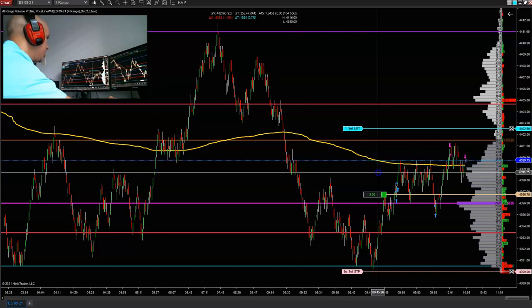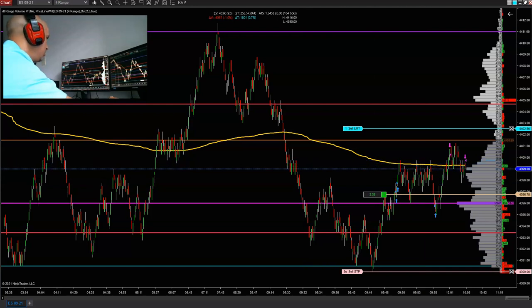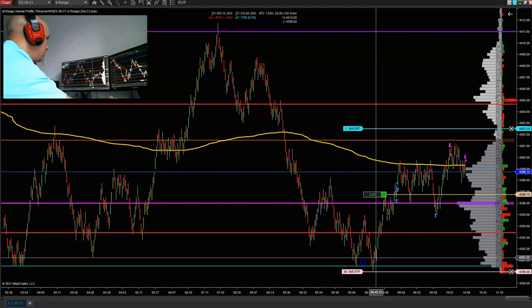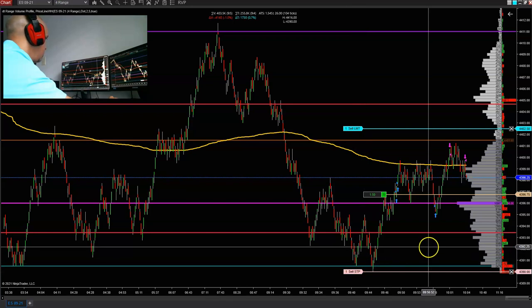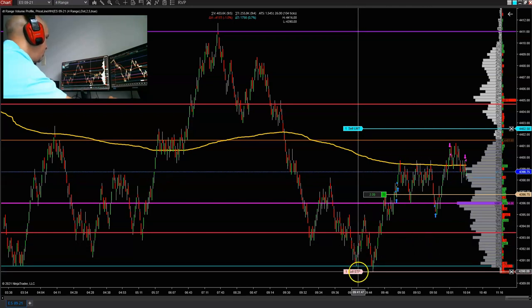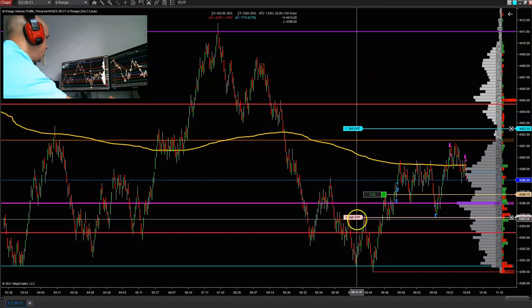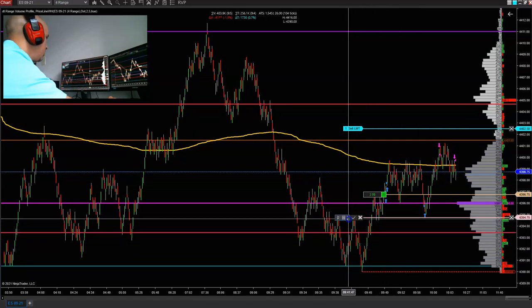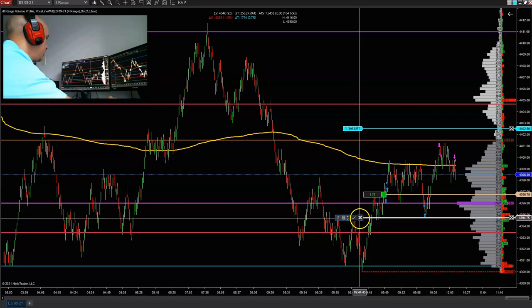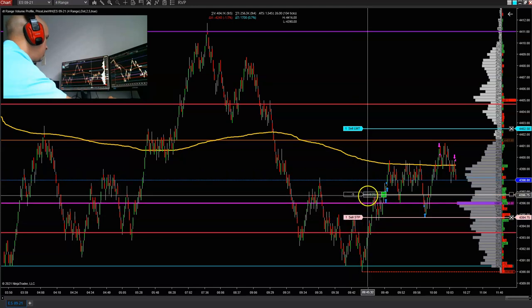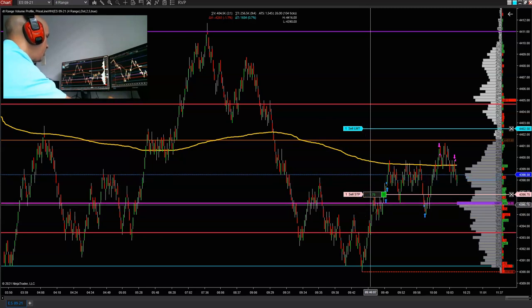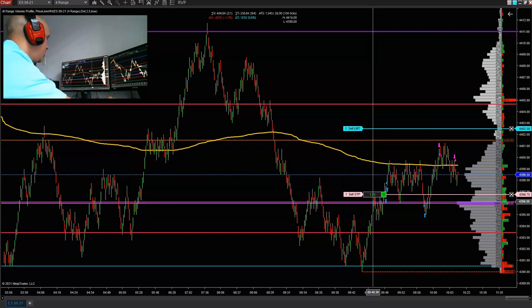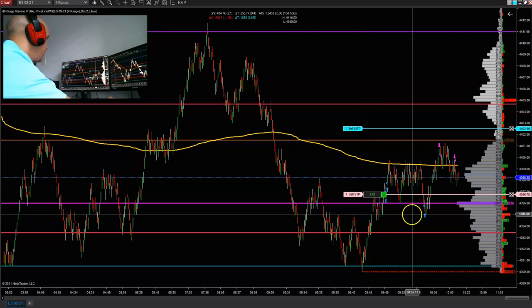Okay, feel that contract there. All right, we're in with one contract left, and I'm not gonna let this come back against me like that. I'm going to put my stop loss right there, and it's fine if it takes me out, because it probably will come back to the point of control. But I don't want it to come back any further than that.